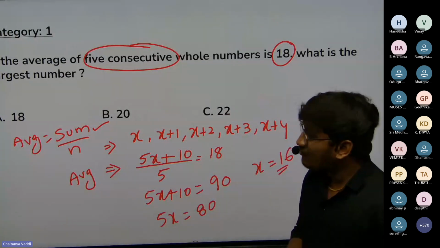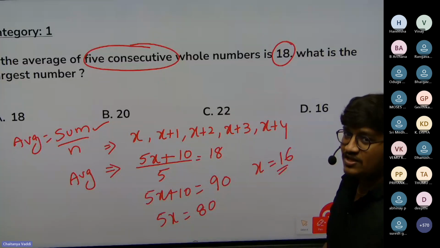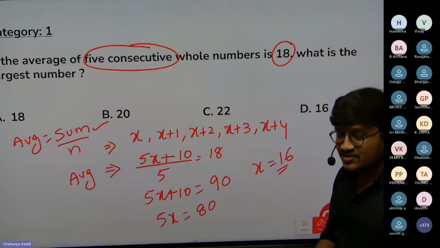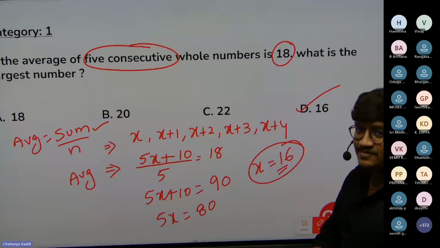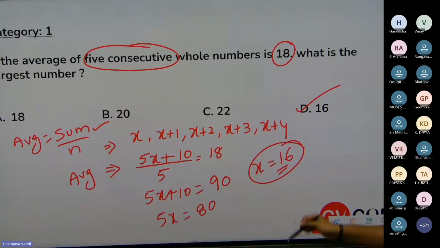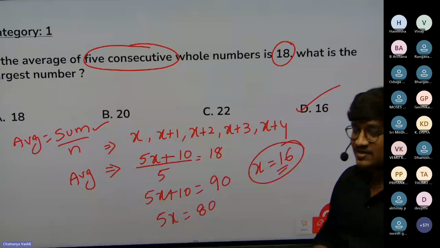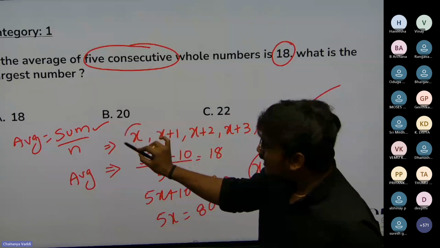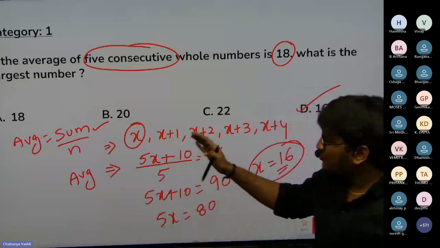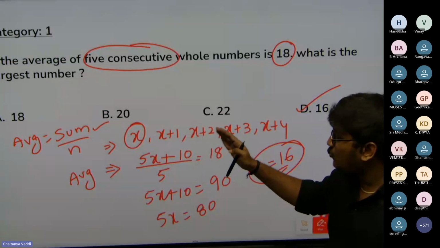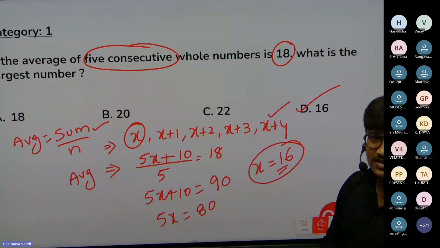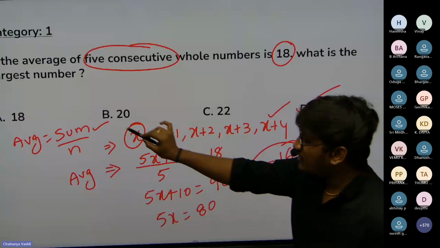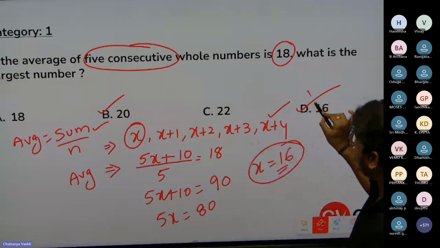In a hurry, while solving a question in the exam, students might commit mistakes: after getting the x value as 16, they will select option 16 as correct. So just read the question carefully. What is the largest number they are asking? We assumed x is the smallest number, and it keeps increasing: x plus 1, x plus 2, x plus 3, x plus 4. So what will be the largest number? It is x plus 4. So x plus 4 will be 20. So the correct answer is 20, not 16.